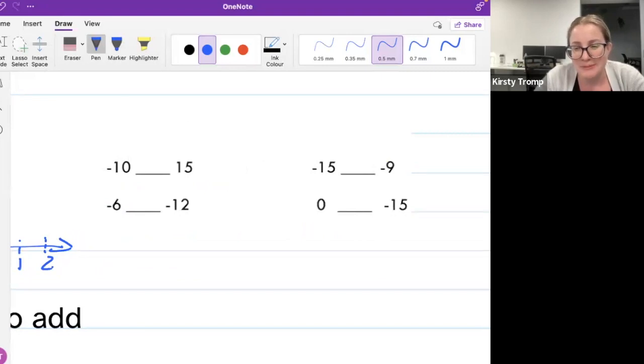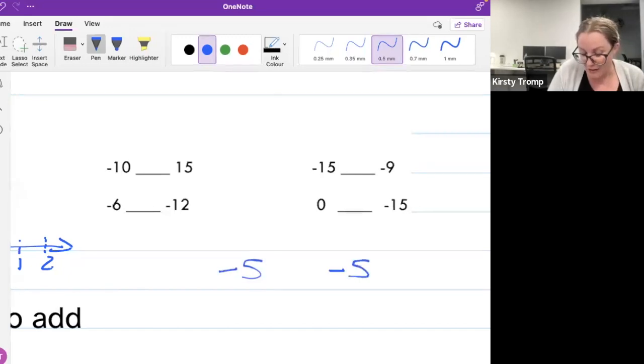Ma'am, when you have the same number that's negative, as in like, ma'am, if I have -5 with -5, how do I do that, ma'am? So if it's -5 like this, and it's -5 like that, then I know that they are going to be equal. They're the same number. Oh, thank you, ma'am. You're welcome, no problem.